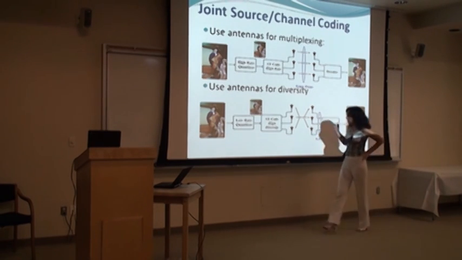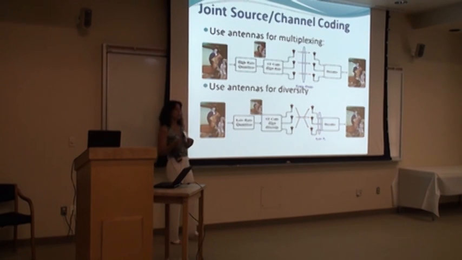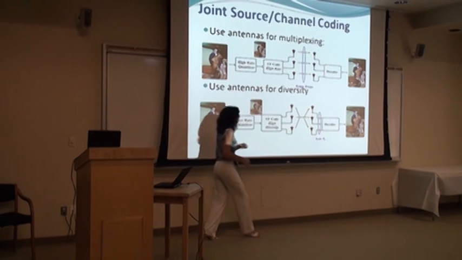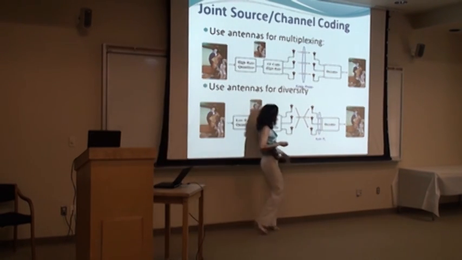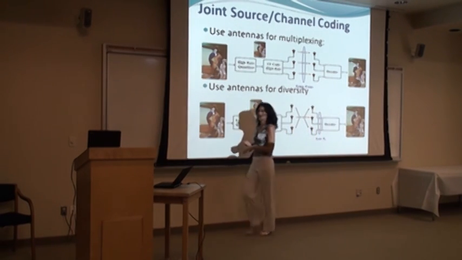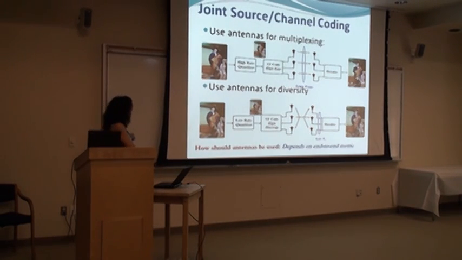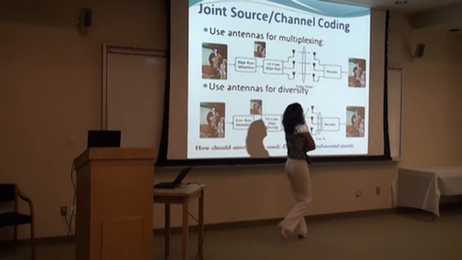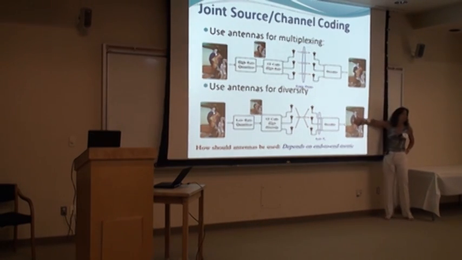Or you can go the opposite extreme and use all your antennas for diversity. Now I have a low rate channel, or at least the rate of this channel is 1/3 the rate of the other channel, so I have to compress the image by a factor of 3, so it gets fuzzy, but it's very robust, so there are no errors. I get a fuzzy image with no errors. And the question is, okay, so how should I use my antennas? Would you rather have this image or this image?